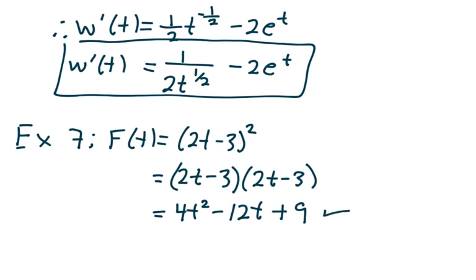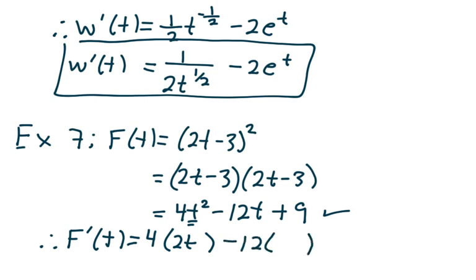Now I could take the derivative of that third line. And so what I'm going to say here is f'(t) is 4, and I'm going to multiply by the derivative of t^2, but the derivative of t^2 is 2t. And I'm going to subtract 12, and multiply by the derivative of t. The derivative of t is 1, and then I add 0.